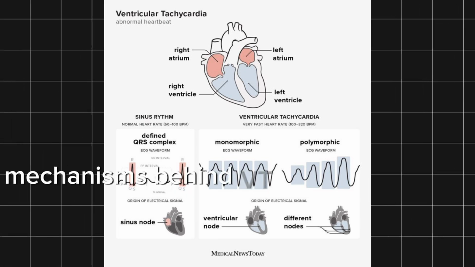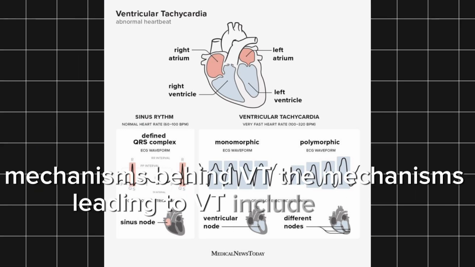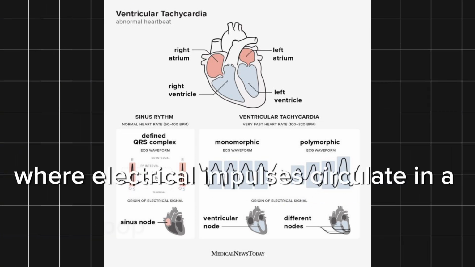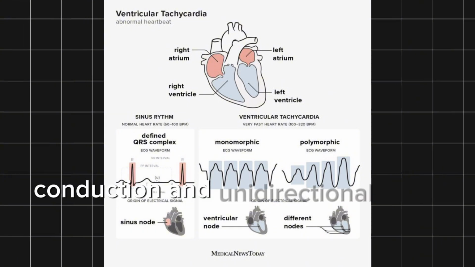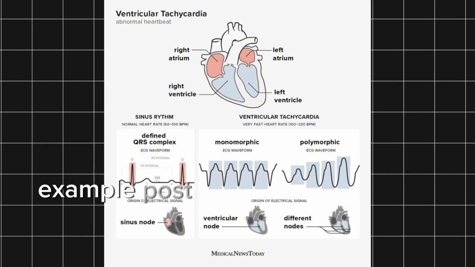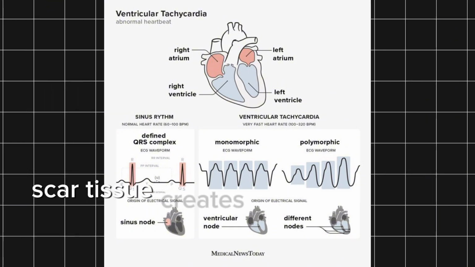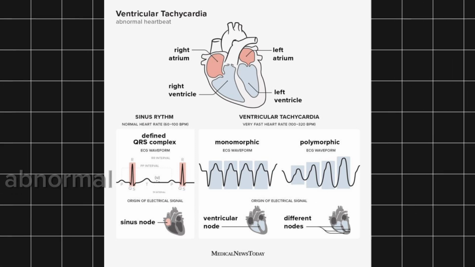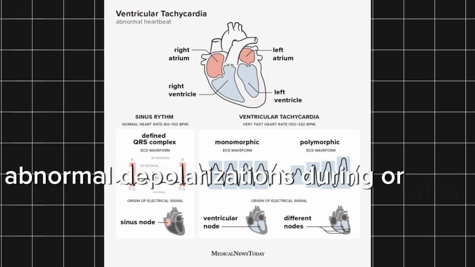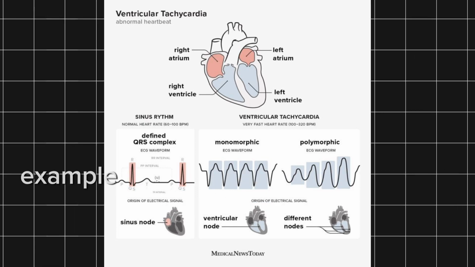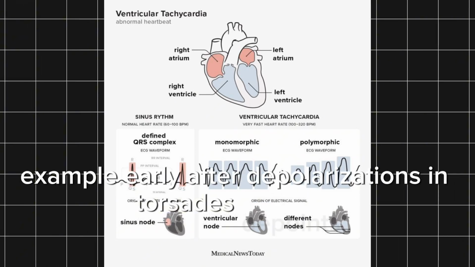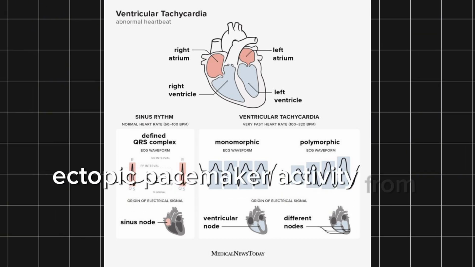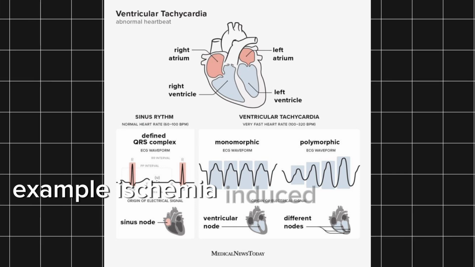Mechanisms behind VT. The mechanisms leading to VT include: 1. Re-entry, the most common mechanism, where electrical impulses circulate in a loop due to areas of slow conduction and unidirectional block. Example: post-myocardial infarction scar tissue creates reentrant circuits. 2. Triggered activity, abnormal depolarizations during or after repolarization. Example: early afterdepolarizations in Torsades de Pointes. 3. Abnormal automaticity, ectopic pacemaker activity from ventricular cells. Example: ischemia-induced automaticity.